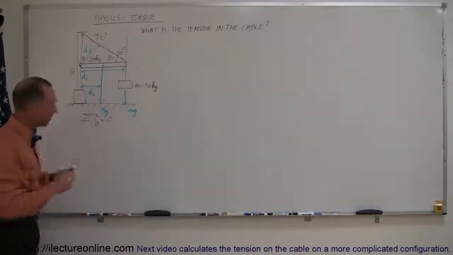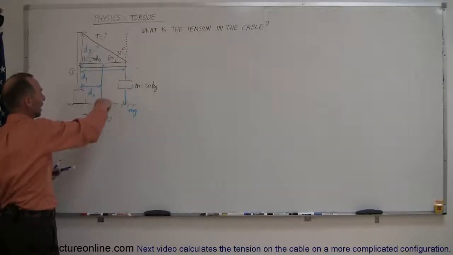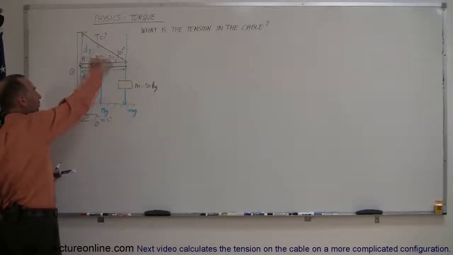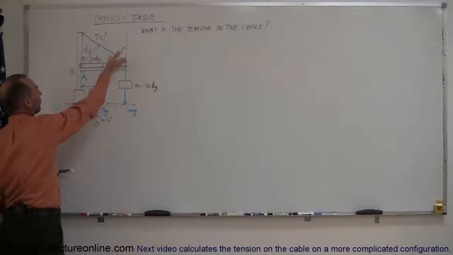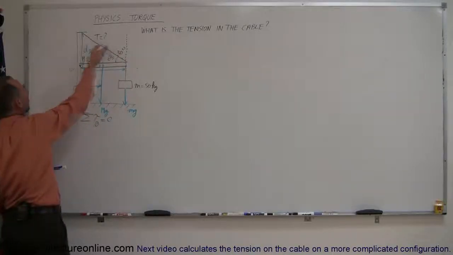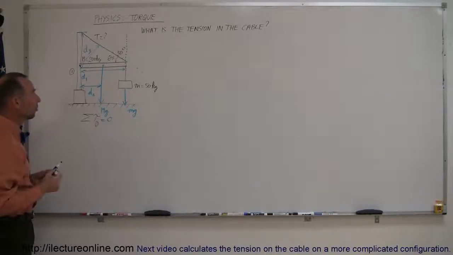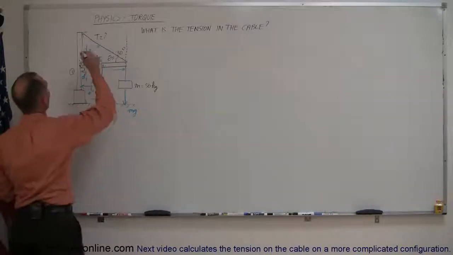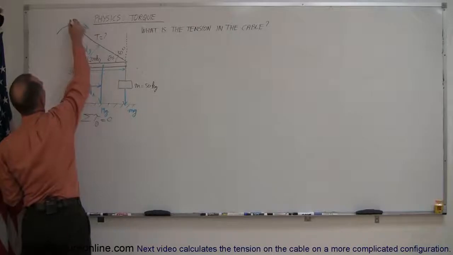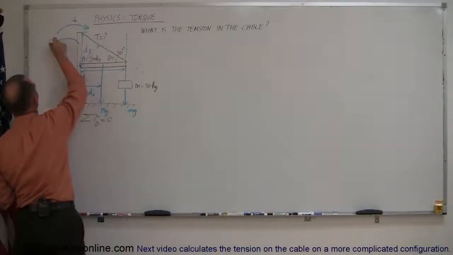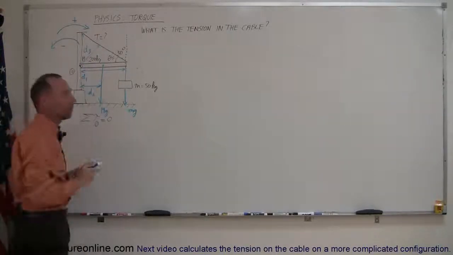Now notice that these two forces, big mg and small mg, would cause this beam to rotate in this direction. The tension of the cable would cause the beam to rotate in that direction if those were the only forces acting on the beam. So by definition, I'm going to call clockwise a positive torque, and I'm going to call counterclockwise a negative torque. That's completely arbitrary.